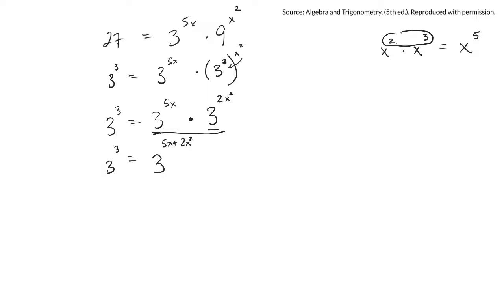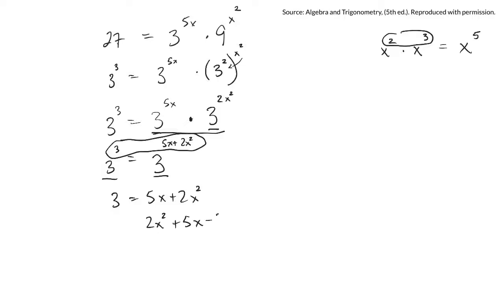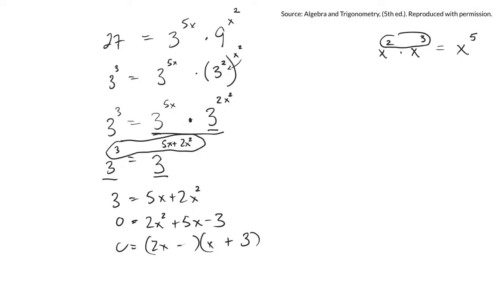Okay, now I have the same bases, so I can just focus on the exponents. So if this is the same as this, it means I can equate those exponents. So I have 3 is equal to 5x plus 2x squared. It's a quadratic, so let's bring everything to the right side and make it equal to 0. Now I'll try and factor it. I think 2x and x. I'll probably be putting a plus 3 there and a minus 1 there. Does that work out? 2x squared plus 6x minus x, yeah, that's 5x, and minus 3, yeah, that's correct.